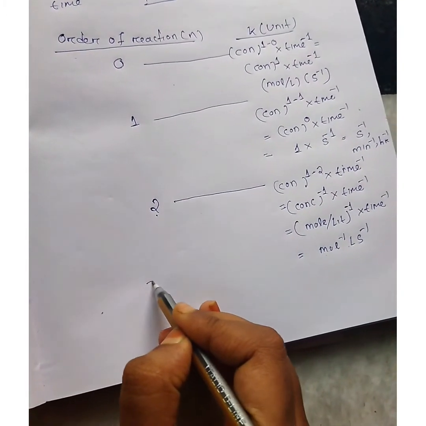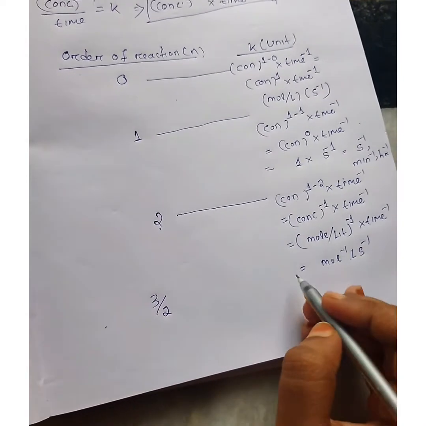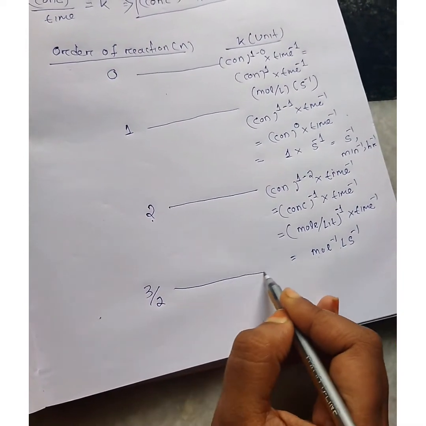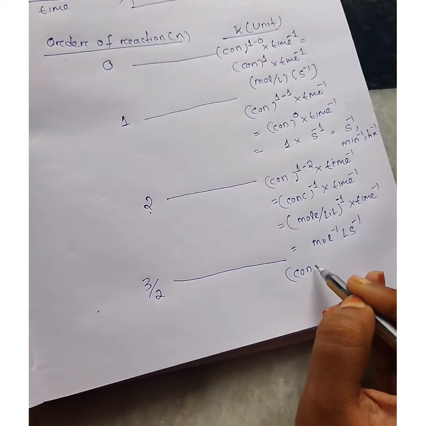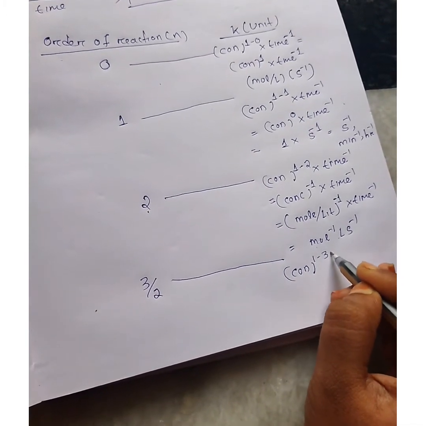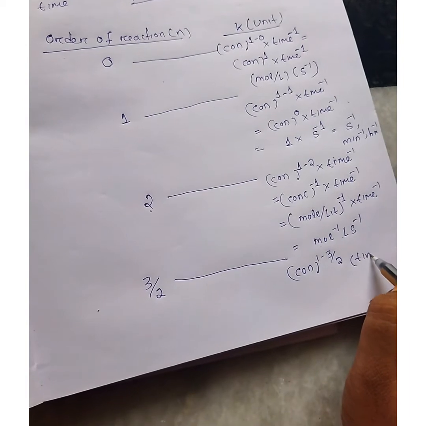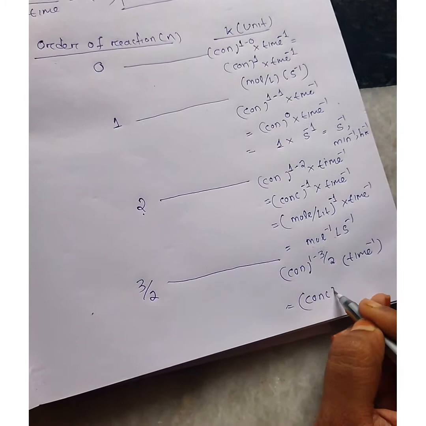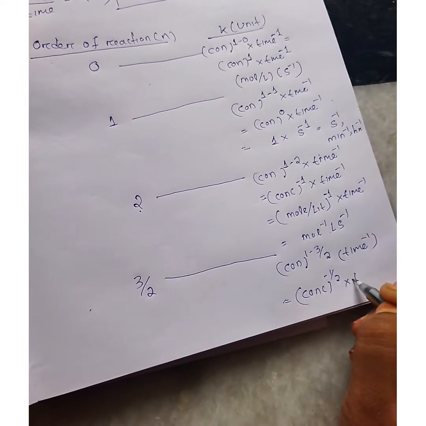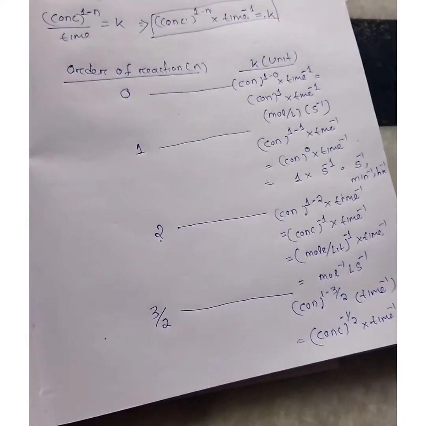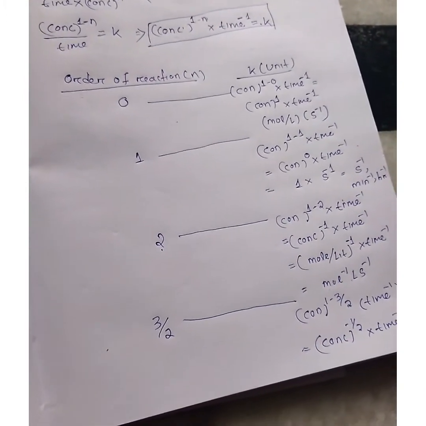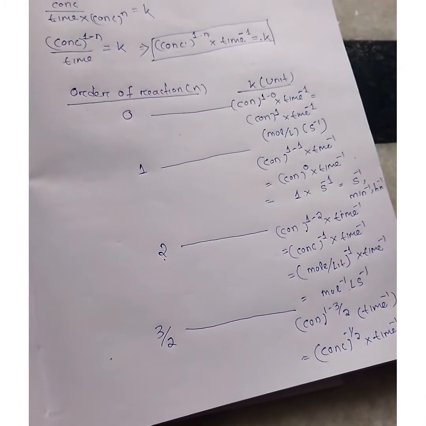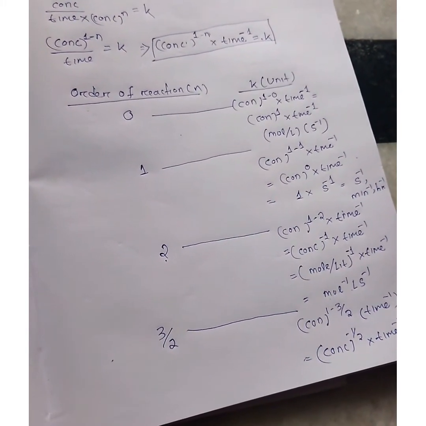If the order of the reaction is 3 by 2, that is a fraction, then what is the rate constant unit? That is concentration to the power 1 minus 3 by 2 into time inverse. That is concentration to the power minus half into time inverse. In this method, if the order of the reaction is given, then we can easily know the unit of the rate constant. Then next is rate law expression.